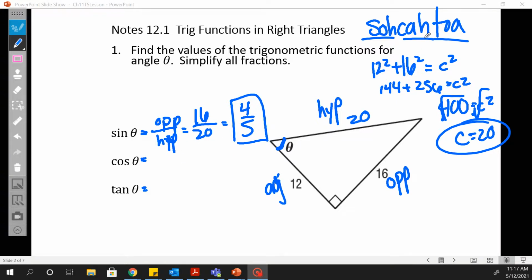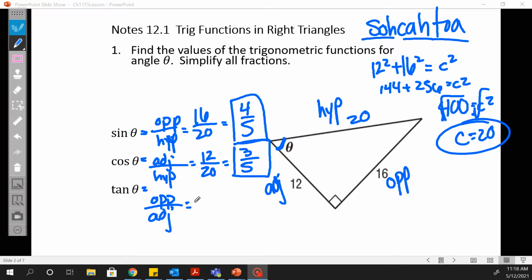Cosine of theta, cosine is the adjacent side over the hypotenuse. So the adjacent side is 12 and the hypotenuse is 20. These both have factors of 4, so 3 over 5. And then tangent of theta, tangent is the opposite over the adjacent. So opposite is 16, adjacent is 12. These both have factors of 4, so this simplifies to 4 over 3.